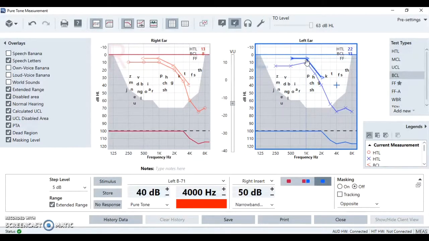Now, most people's hearing loss is what is called a sensory neural hearing loss. That is damage to the inner ear, nerve damage to the inner ear.